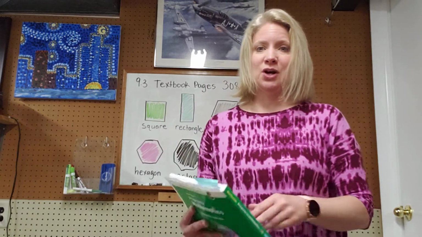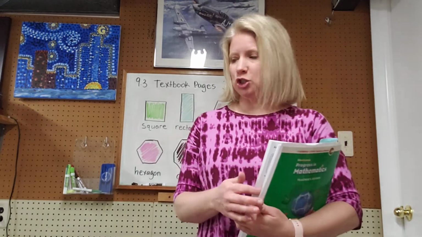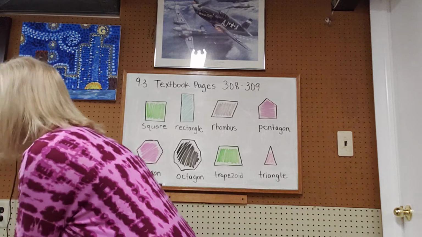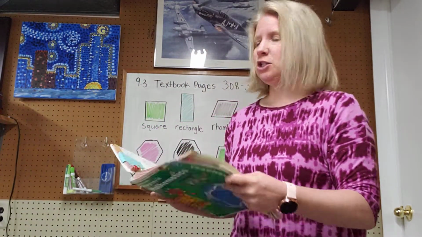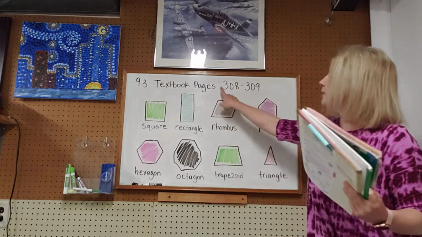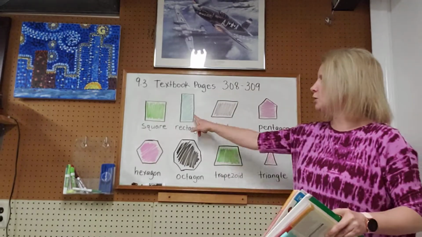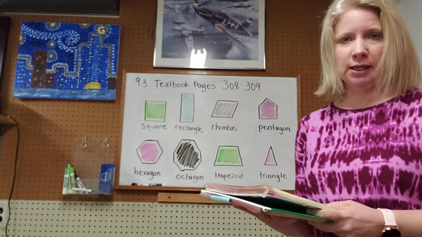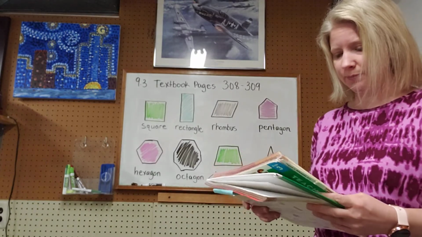Okay, today we're starting section 9.3, which talks about polygons and quadrilaterals, and you should have seen some of those definitions in your vocab words from Monday. So let's talk about them a little bit. If you look in your textbook on page 308, we're looking at textbook page 308 and 309, it shows you all of these shapes. And let's go through the definitions and kind of look at some examples with these shapes.